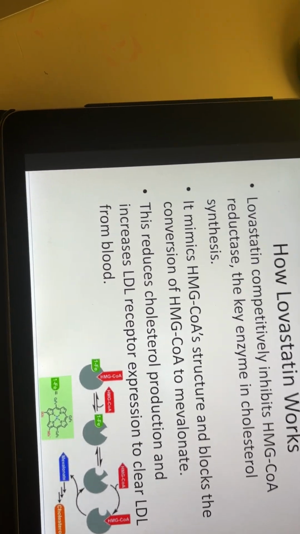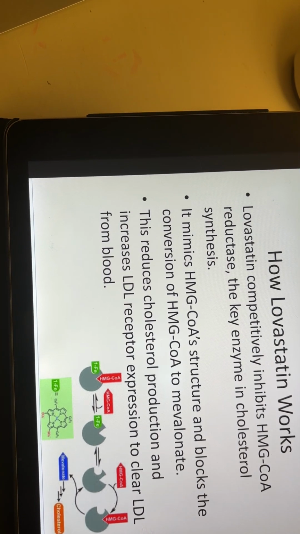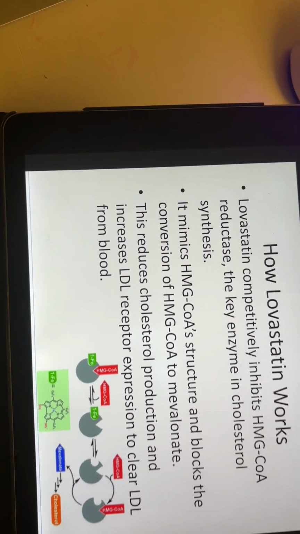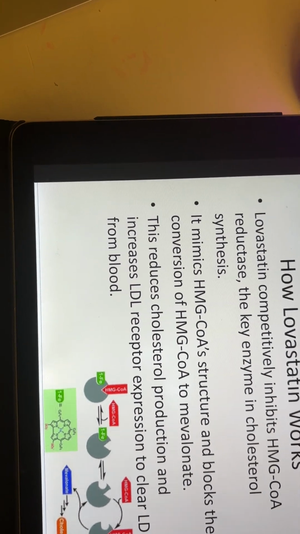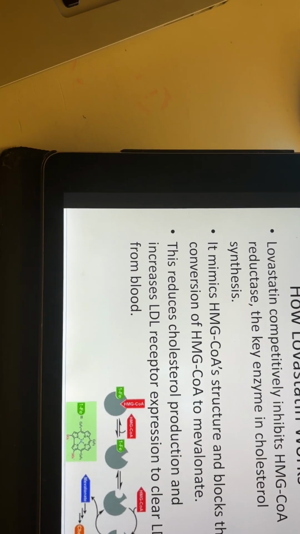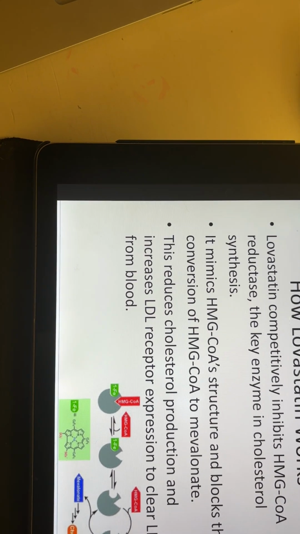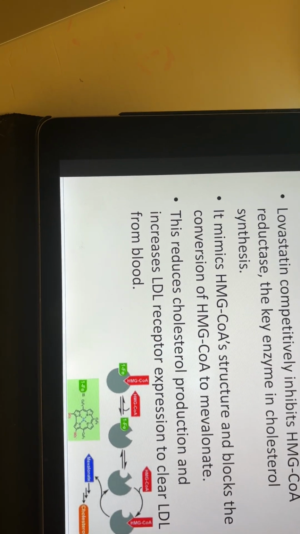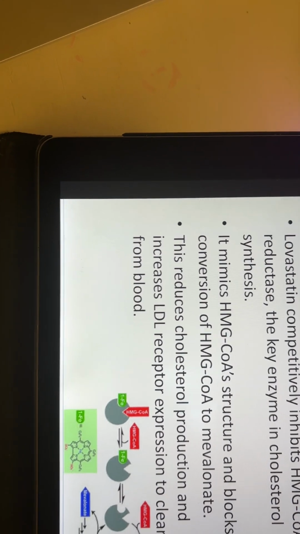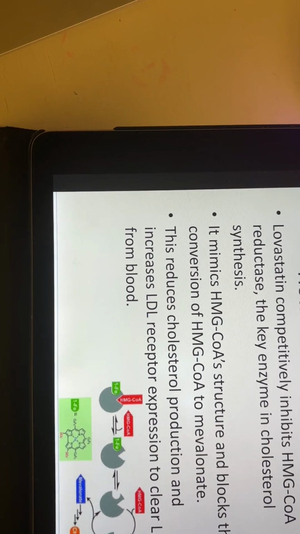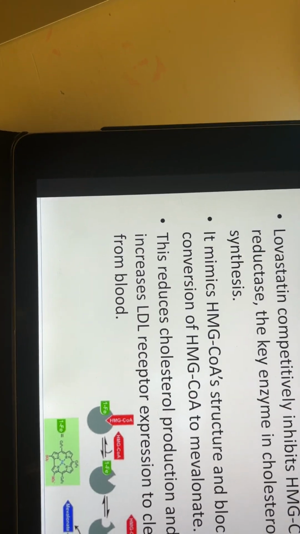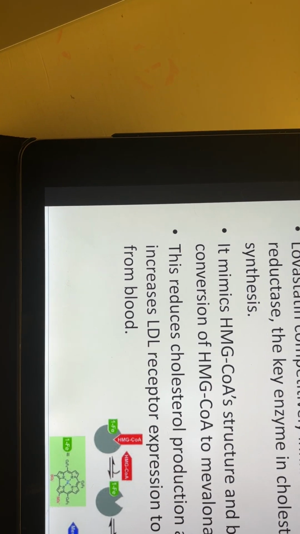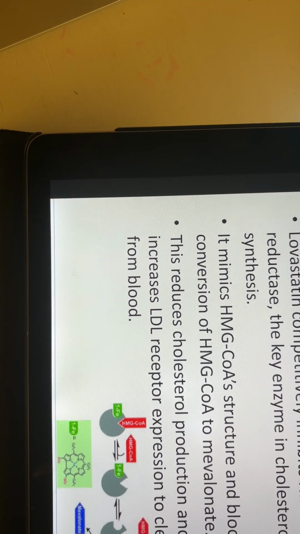The diagram illustrates the structure of HMG-CoA and the active form of lovastatin, which mimics the structure. Because lovastatin's active form looks similar, it can bind to the active site of HMG-CoA reductase and act as a competitive inhibitor. This means lovastatin prevents the enzyme from converting HMG-CoA into mevalonate, the first committed step in cholesterol synthesis, and as a result, the liver produces less cholesterol.